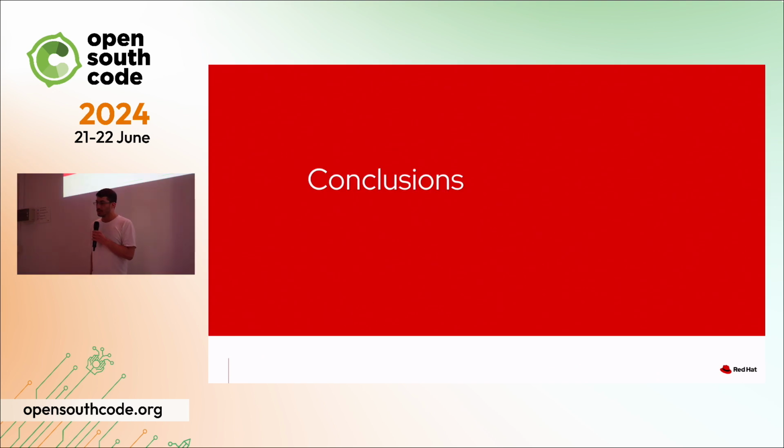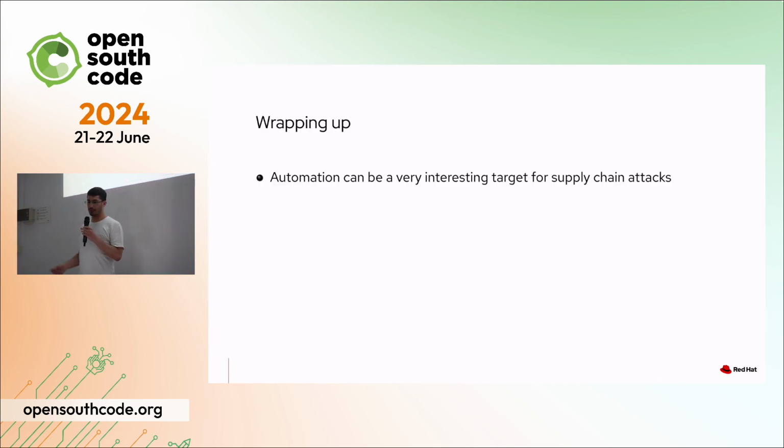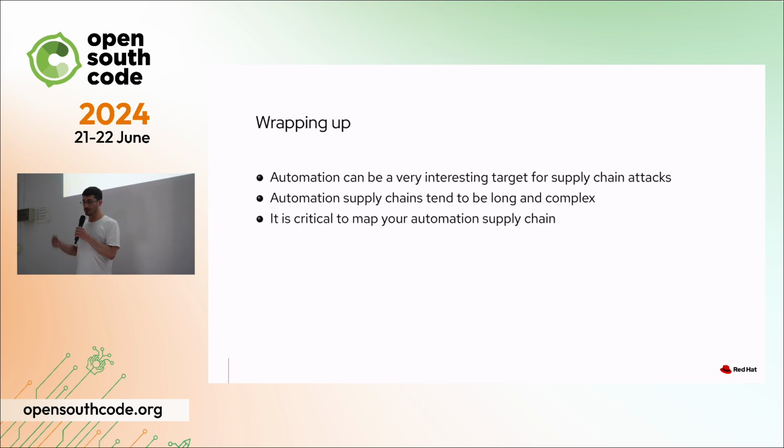Now, a few conclusions on this. First of all, automation can be a very interesting target for supply chain attacks. I would argue for any kind of attacks, but obviously supply chain attacks are the ones we are talking about today. There is an aspect about supply chain for automation code, which is that they tend to be very long chains, and a lot of times it is not that clear to the people that are trying to make them safe what exactly that supply chain is. So the first step is always to map exactly what the supply chain for your code is, and then once you have done it, you can decide how to make it safer, and then also implement the security aspects.